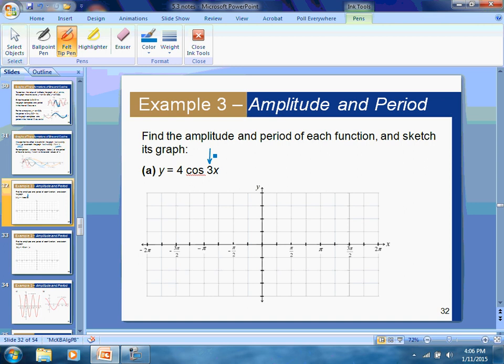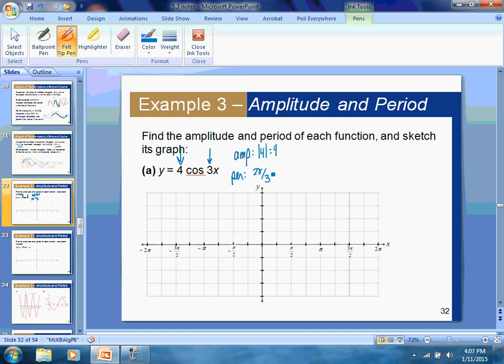So the amplitude of our graph is going to be this number in front. So the absolute value of 4 is 4. And then our period is going to be 2 pi divided by that k value. So it's going to be 2 pi over 3. So that means that the graph will complete one cycle in 2 pi over 3.